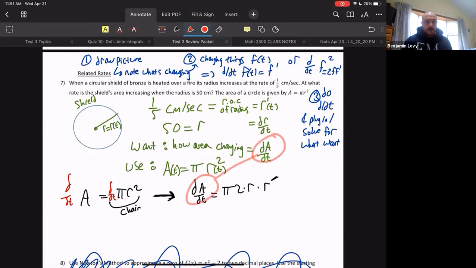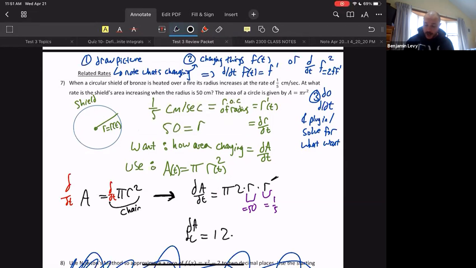So that's good. And we have all the other information, right? We're being told the radius is 50, r prime is 1/5. And so we just plug the things in to get the answer, right? So this one becomes 50, like we said above. That's 1/5. And so dA/dt equals 2 pi times 2 times 50 times 1/5, which is 20 pi.